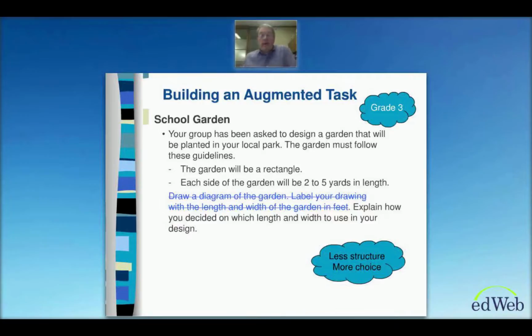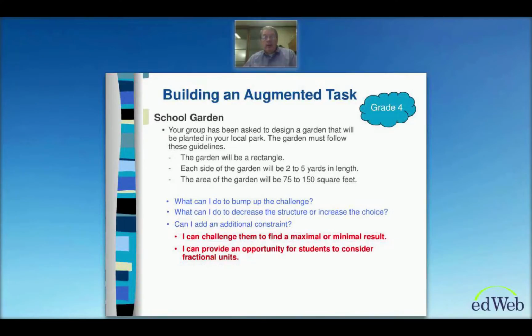So one of the things I could do is to take out drawing a diagram of the garden and have them figure out how to solve the problem without actually having a diagram. I could also have them work at finding a maximum result or a minimum result. I could also provide an opportunity for students to consider other types of units to solve the problem.